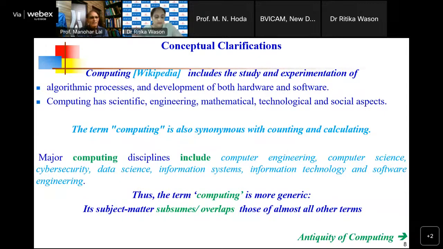Friends, first of all, a brief look at computing. The term computing includes study and experimentation of algorithmic processes and development of both hardware and software. Computing has scientific, engineering, mathematical, technological, and social aspects. The term computing is also synonymous with counting and calculating. Major computing disciplines include computer engineering, computer science, cybersecurity, data science, etc. Thus, the term computing is more generic. Its subject matter subsumes or overlaps those of almost all other disciplines. Now, friends, we'll start with antiquity.